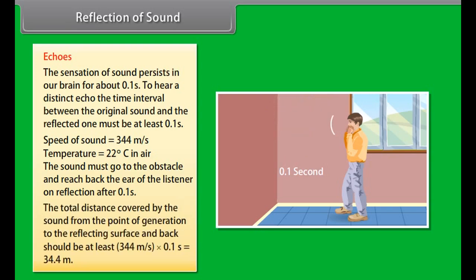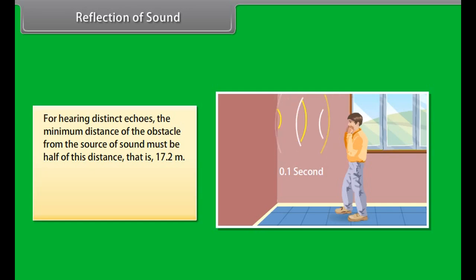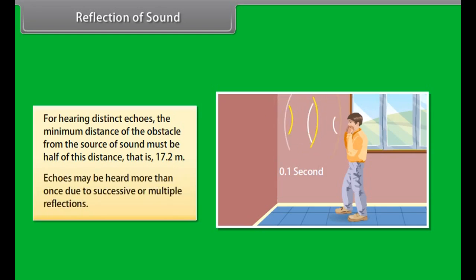Hence, the total distance covered by the sound from the point of generation to the reflecting surface and back should be at least 344 meters per second times 0.1 second, which is equal to 34.4 meters. Thus, for hearing distinct echoes, the minimum distance of the obstacle from the source of sound must be half of this distance, that is 17.2 meters. This distance will change with the temperature of air. Echoes may be heard more than once due to successive or multiple reflections.